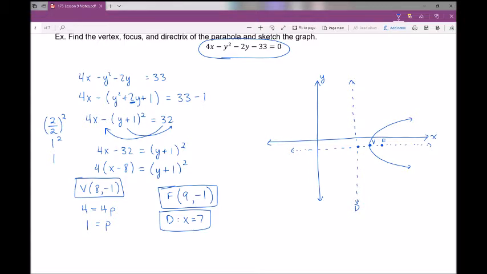Okay, so those are some basics about parabolas. Next time we'll start talking about ellipses. And so just start working on a little bit of the homework, and that homework is listed at the very end of the notes for this section.